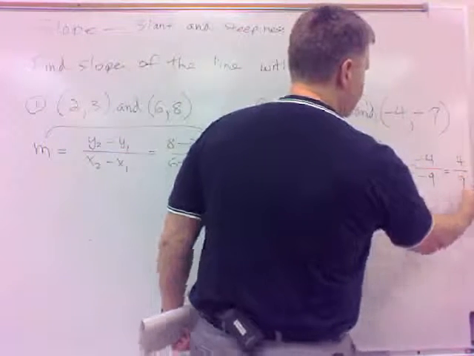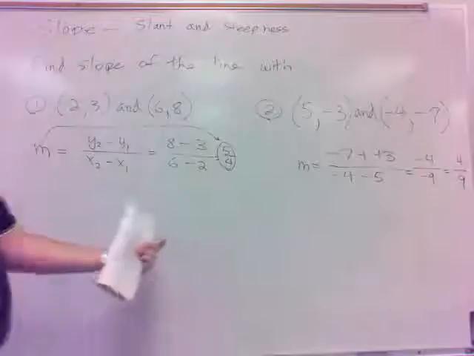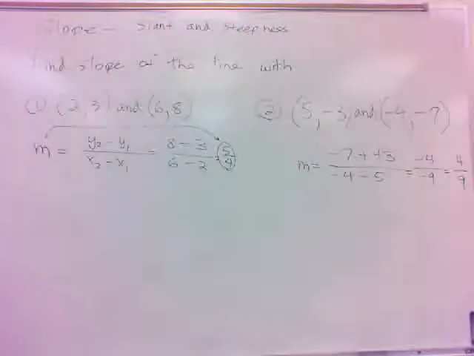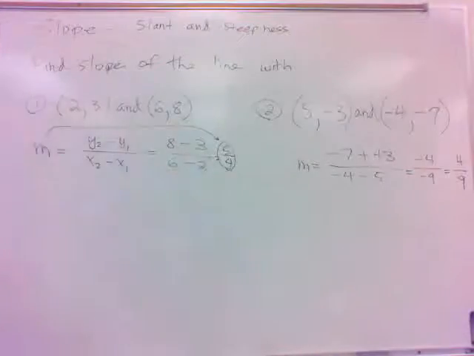Which winds up being a positive 4 over 9. Again, these are fractions. If they reduce, you reduce them. Two negatives make a positive and all that. But now I'll do one more, then talk about it.